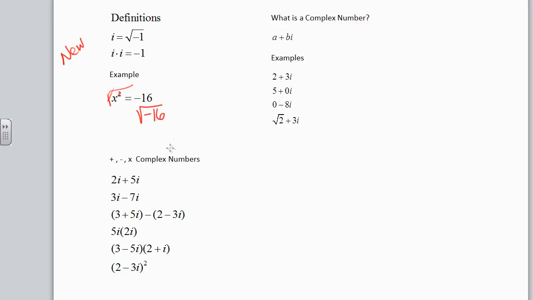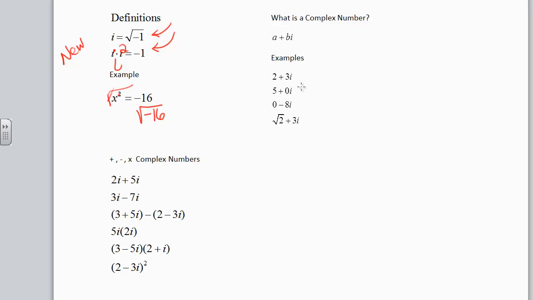Well, 500 years ago, they didn't know what to do and they just stopped, so it couldn't be done. But within that time frame, we've introduced a couple definitions. Definitions you just have to memorize. I is equal to the square root of negative 1, and I times I, or I squared, is equal to just negative 1. So I is irrational while I squared is rational.